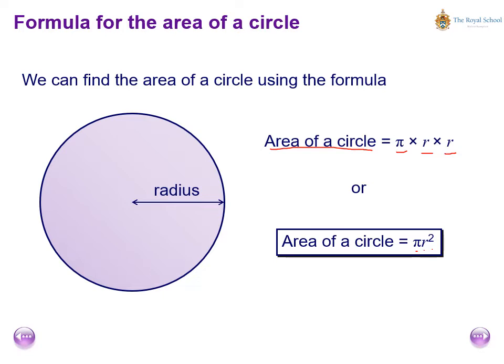It's really important when you're doing these questions to remember BIDMAS. So in BIDMAS, we've got some multiplications in here, but if we're using the second formula, this one, we've also got indices, so they would have to come first. So if you're doing this using the pi r squared formula, which is the more common one you will see, you must square the radius first and then times by pi. That would be the order that you do these questions.